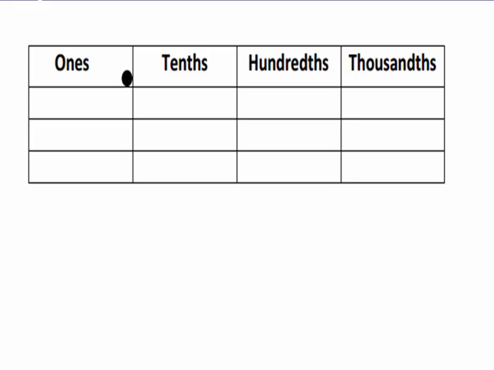Alright, so we are now on our lesson 14, which is working on dividing decimals. So let's look at this first problem: 6 and 72 hundredths divided by 3. What I'm going to do is show this with my place value chart. I have 6, 7 tenths, 2 hundredths divided by 3.